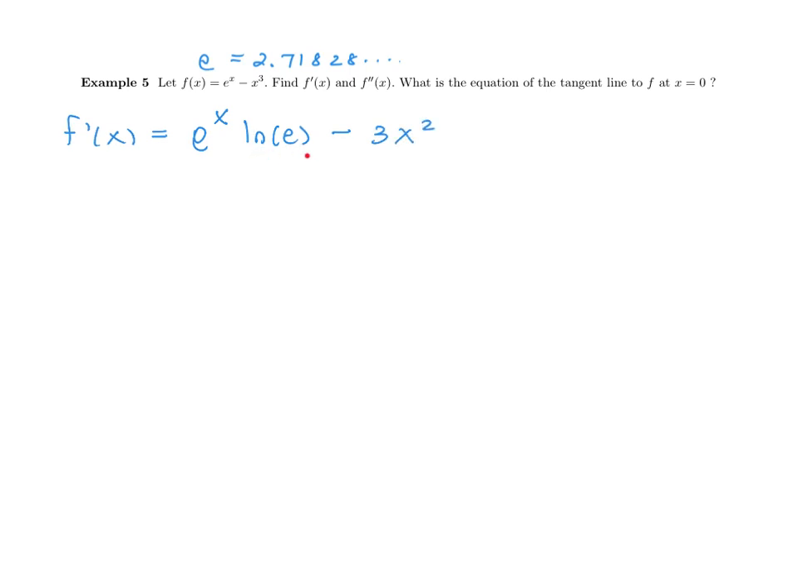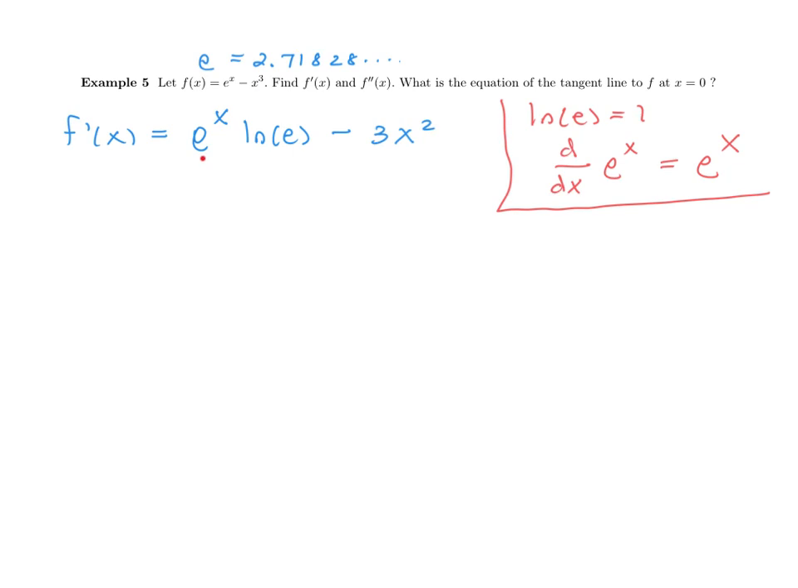What is the natural log of e? The natural log of e is actually 1. What does this mean? When you take the derivative of e to the x, it actually is just e to the x. And this is a very important rule.